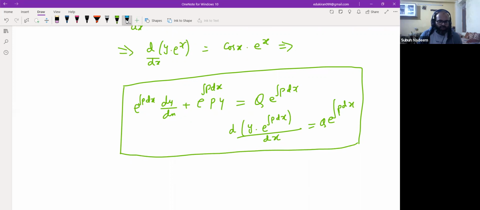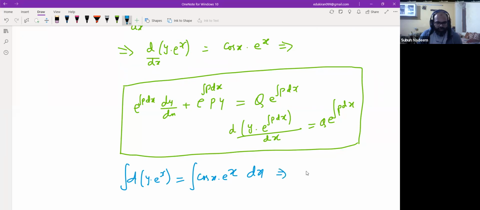After doing this, the left hand side you can write as d of y e to the power x, and cos x into e to the power x you can take on the right into dx. Now integrate here and integrate here. The left part is y into e to the power x after integration, because the integral of a derivative is the same thing. The right part is a function of x, and now the question of integration remains. You integrate it and get the answer. So this is the whole process. Have you noted it down?